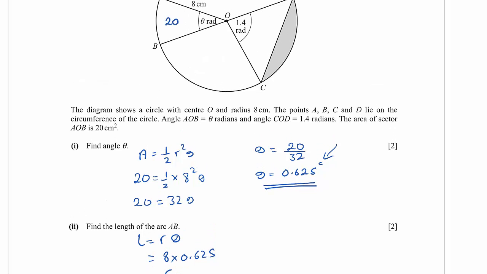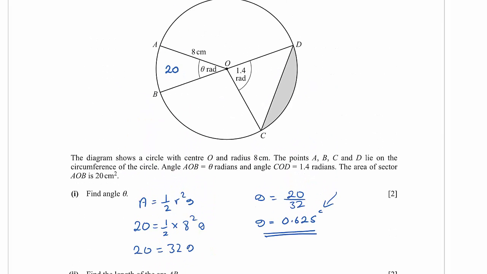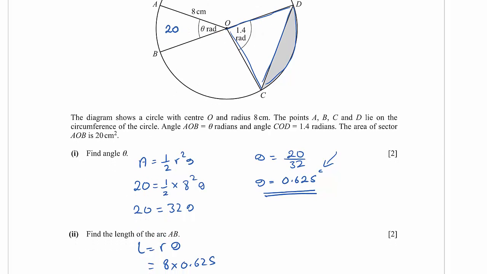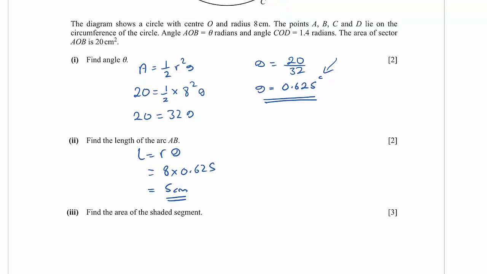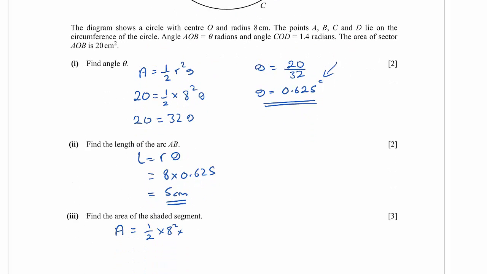And the area of the shaded segment. Okay, so that's this shaded segment here. So that's going to be the area of this sector, take away the area of the triangle. Remember, we know the radius is 8, so that's 8 and 8. So the area that we want is the area of the sector, which is a half times 8 squared times the angle, which was 1.4, take away the area of the triangle, which is a half times 8 squared times the sine of 1.4 radians.